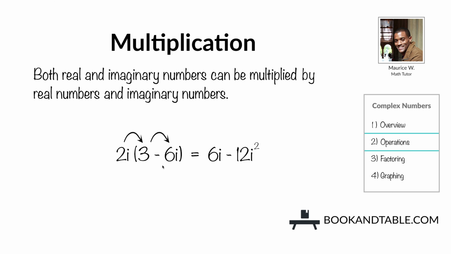We can also multiply a complex number by an imaginary number, such as 2i, giving us 2i times 3, which is 6i, an imaginary number, and 2i times negative 6i, which gives us negative 12i squared. i squared is equal to negative 1. And negative 12 times negative 1 would give you positive 12. So we wind up with a real number, positive 12, and an imaginary number, positive 6i. So this is a complex number. So we can multiply a complex number by a real number or an imaginary number, and the product will wind up being a complex number.